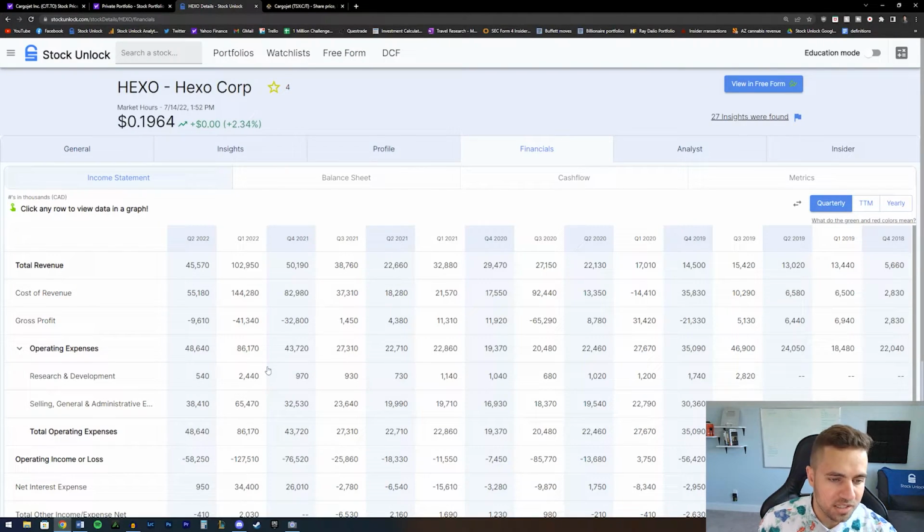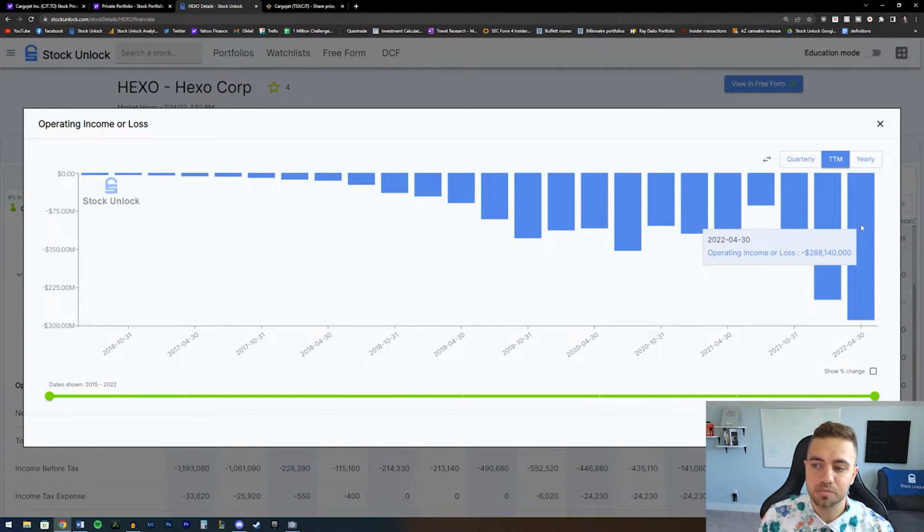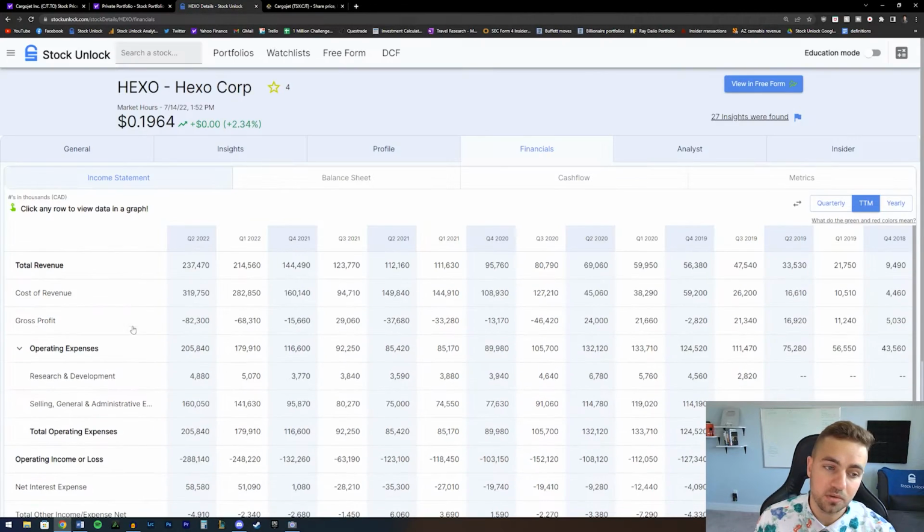And if we go over to the income statement, we can see that this company is generating no money. In the trailing 12 months, it lost $288 million on its operations. This company is losing money, and to stay in business, it has to dilute and raise money through dilution. When you take a look at the income statement, that is very clear. And that is a massive red flag.